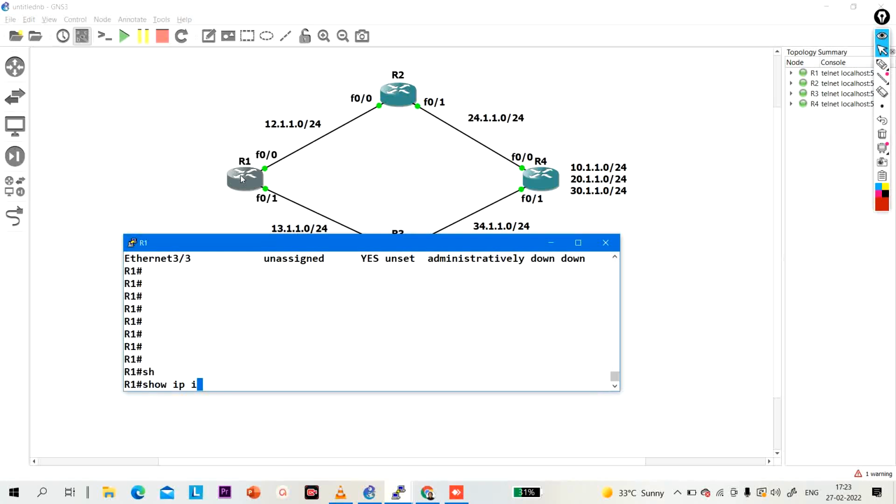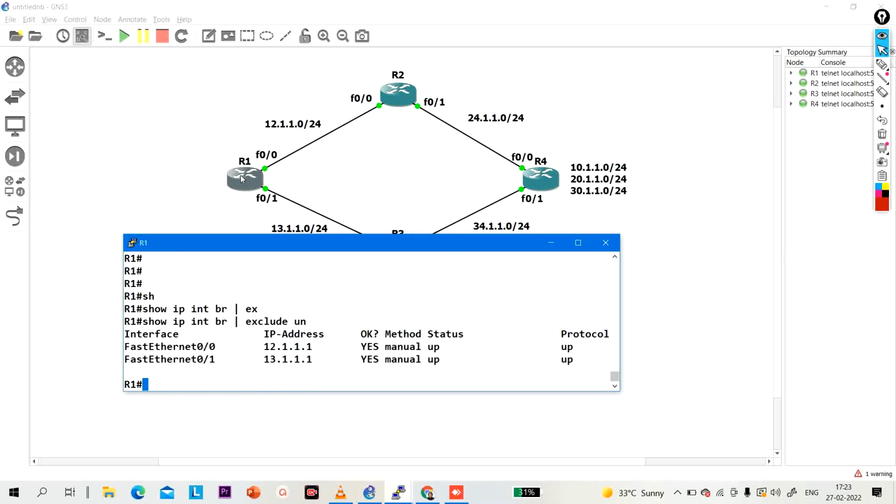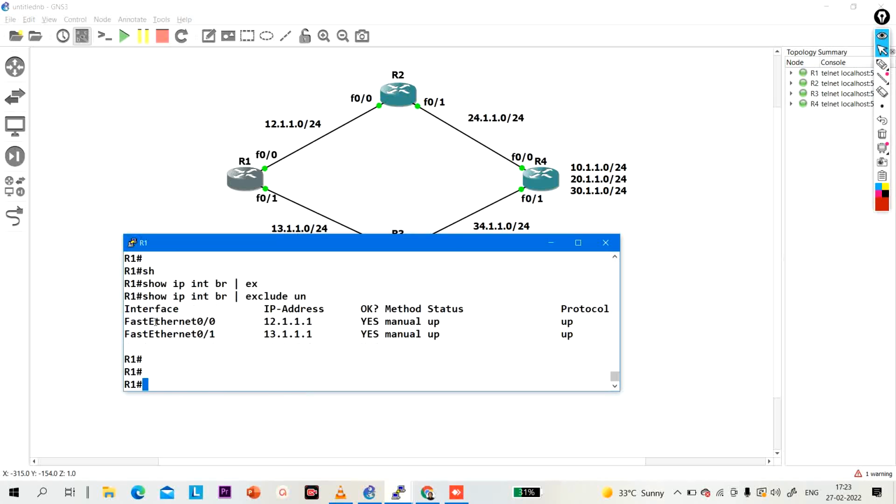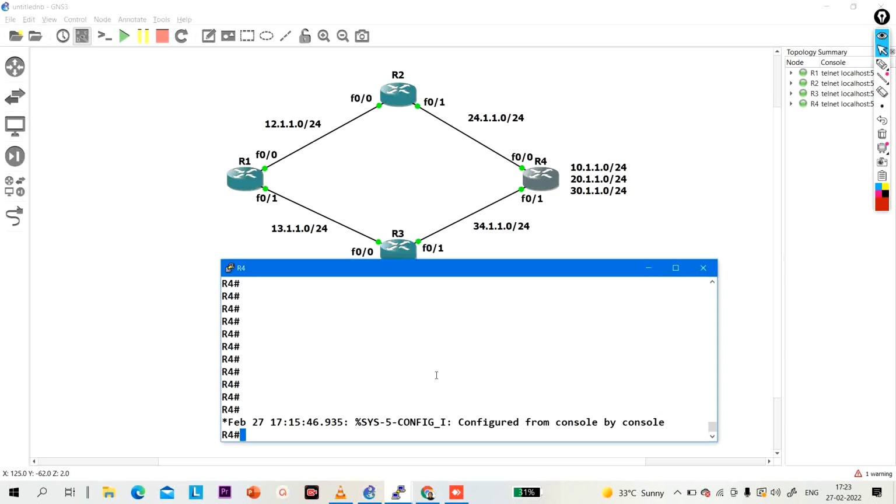So let me show you the IP configuration first. show ip interface brief | exclude unassign, right? You can see on FastEthernet 0/0 I am running 12.1, on FastEthernet 0/1 I am running 13.1. Let me show you on R4 as well, right?